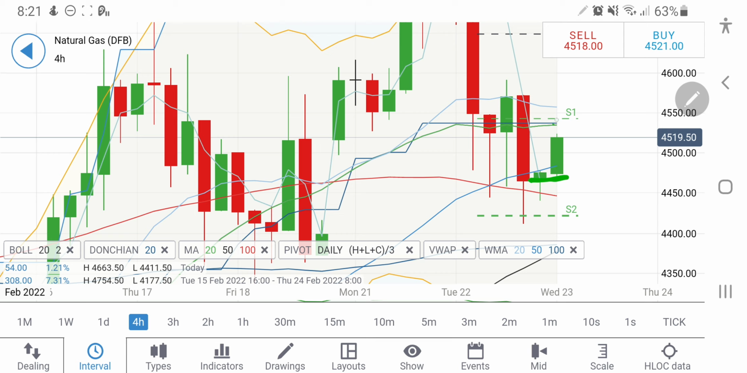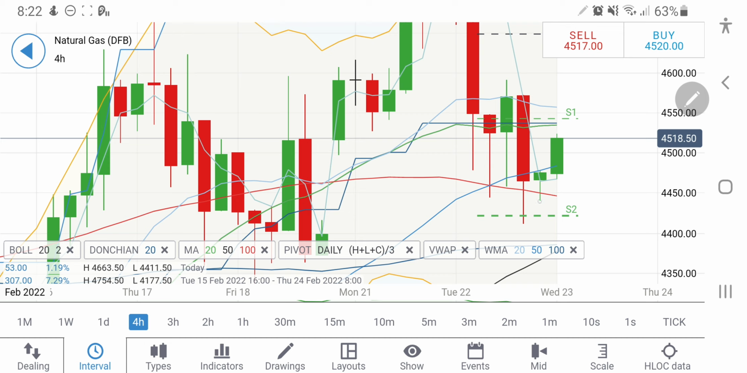Also look at this, the next resistance at around 4530, 4540 levels. This zone at 4530 to 4540 is important, and 4550 is important. If you see it breaking 4550, this is equivalent to $4.55 levels. So if you see it breaking $4.55, definitely that will make a case for it to rise, and it will rise strongly this time.